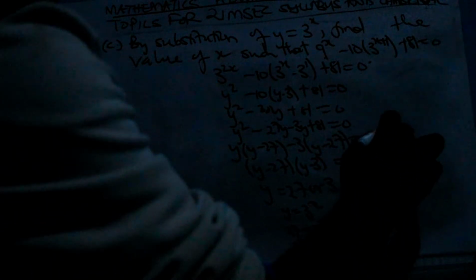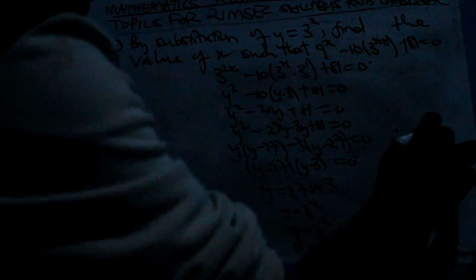But the question says find the value of x, not the value of y. So go back to our substitution. We now know that y equals 3 to the power x. Our value of y is 27. So 27 equals 3 to the power x. Then 27 is 3 to the power 3, which equals 3 to the power x. So your x becomes 3, because your bases are now equal to each other.